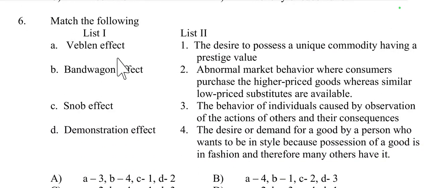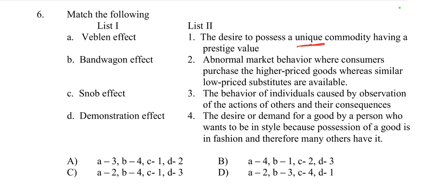Then question number 6. Match the following, list 1 and list 2. Veblen effect, bandwagon effect, snob effect, demonstration effect. The first one: the desire to possess a unique commodity having a prestige value. It represents the snob effect. So the first one is the snob effect. Having a unique commodity with a prestige value creates the prestige of a person.